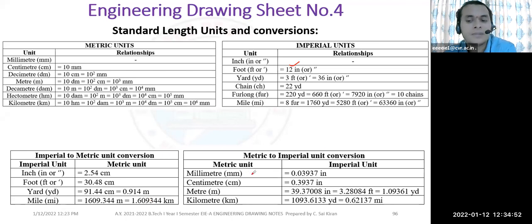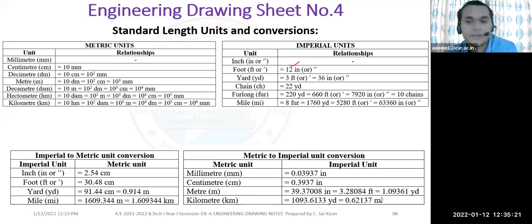So 1 mm equals 0.03937 inches, and 1 centimeter equals 0.3937 inches. 1 meter is the same thing, whatever is mentioned. 1 kilometer equals 0.62137 miles. So in the European countries, if you see that it is 1 mile, then in Indian terms it is this value. If you take 1 kilometer, this is the value in terms of miles.